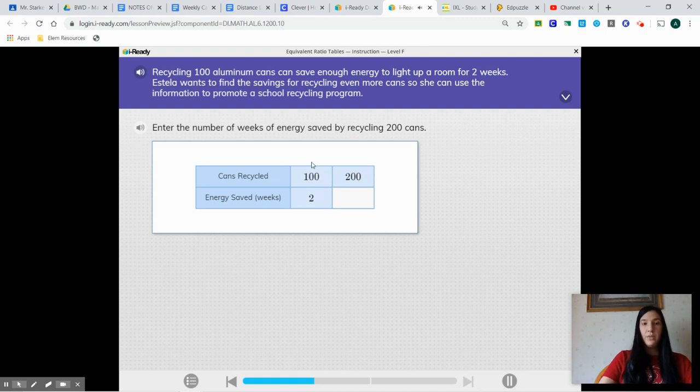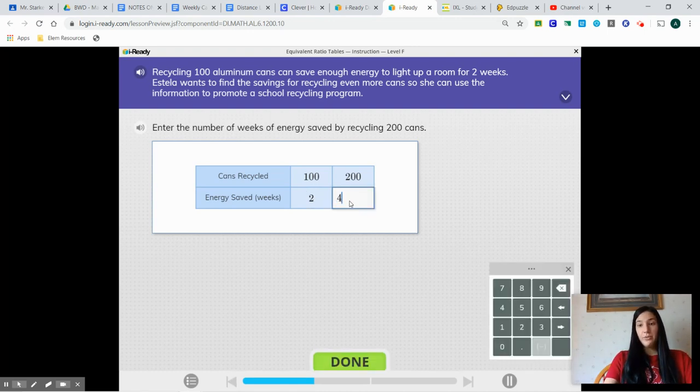Okay, so again, we can go and simplify. So we would know that 100 divided by 2 is 50. So she's recycling 50 cans per week. Or we can go across and to get from 100 to 200, we multiply by 2. So to get from 2 over to here, we're going to multiply by 2. So it's going to give us 4.